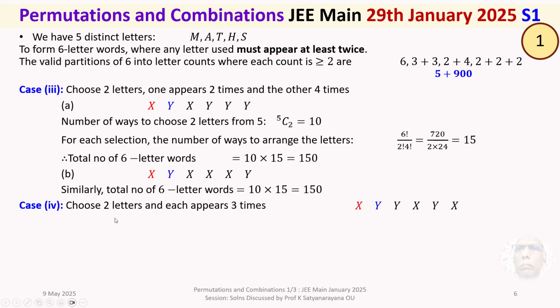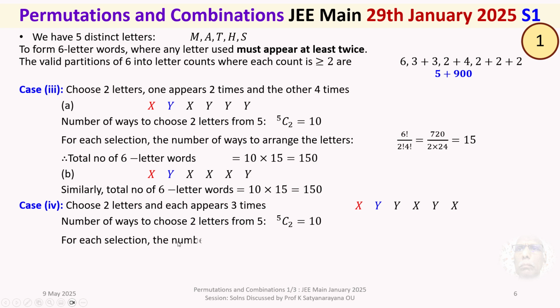Case 4: choose 2 letters, each appearing 3 times. So, 2 letters, X appears 3 times, Y appears 3 times. Then, the number of ways to choose 2 letters from 5 is 5C2, which is 10.